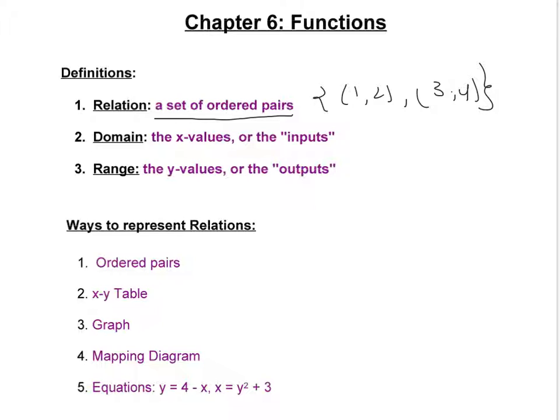are ordered pairs. The domain are the x values, or the inputs. So for the example I just gave you, the domain would just be 1 and 3, because those are the x values. The range are the y values, or the outputs. So I want you to take a second and think about what would the range be for the example I gave for number 1. That's right, it would be 2 and 4. And of course I'm writing with a pen that you can't see very well.